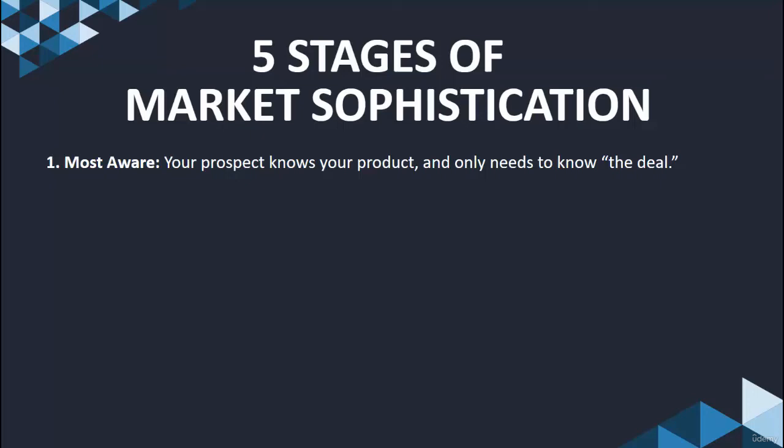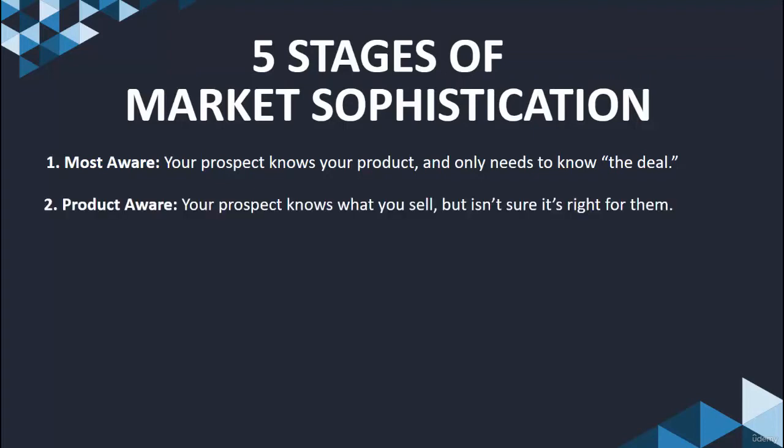And with market sophistication, there are 5 stages that we need to be aware of. Remember that each particular stage of market sophistication is where your prospect is with knowing about your product or service, right? Because of the marketing and advertising that's been out there in the marketplace. Now, in stage 1, they are the most aware. Your prospect knows about your product and all they really care about is, okay, what's the price? How can it help me, right?